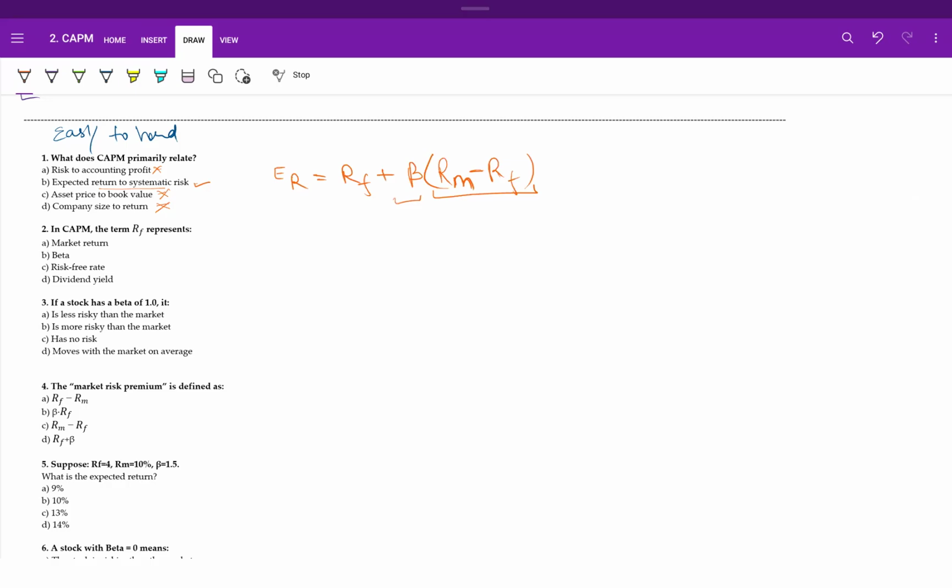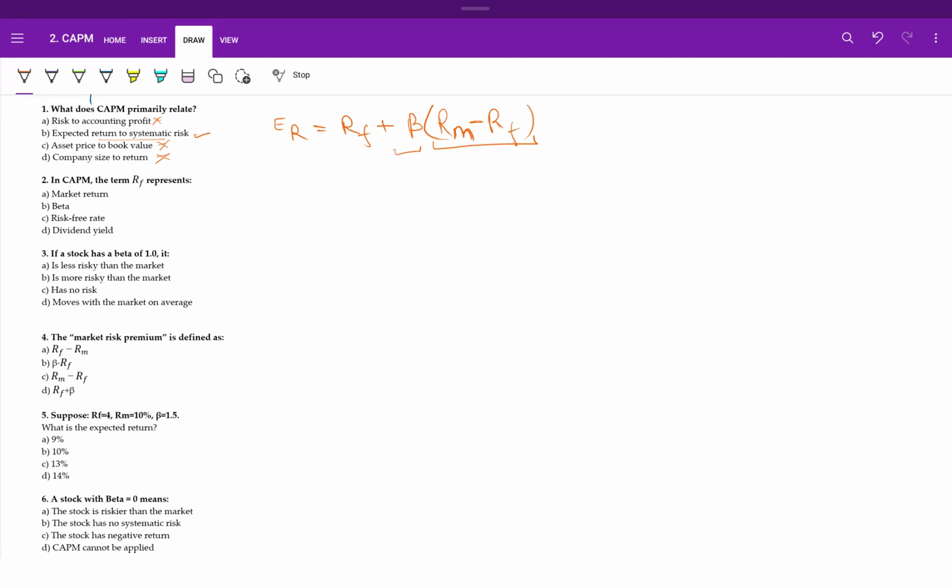In the capital asset pricing model, what does RF represent? Yes, a very easy question. It represents the risk-free rate, not dividend yield, not beta. RF in itself represents the risk-free rate and not even market return. Market return is represented by RM. Beta in itself is a sign. And dividend yield, we did not talk about anything regarding dividend yield.